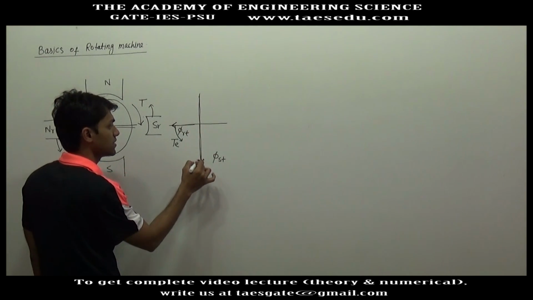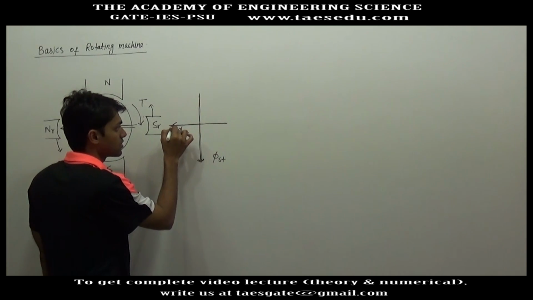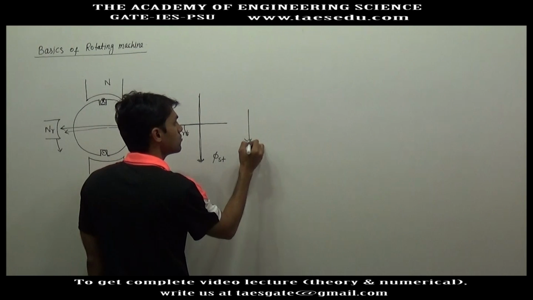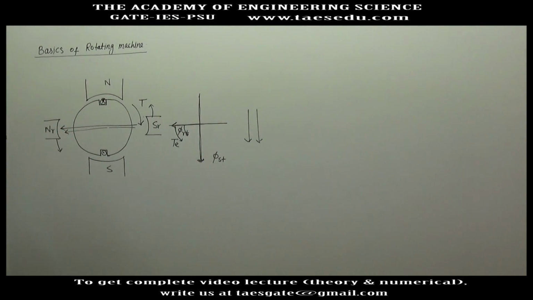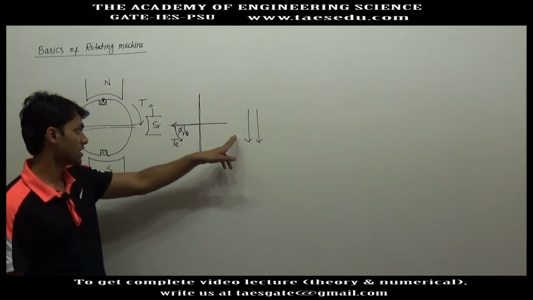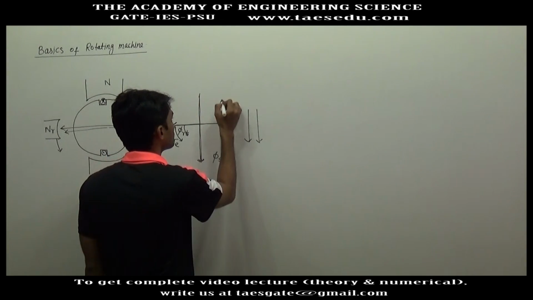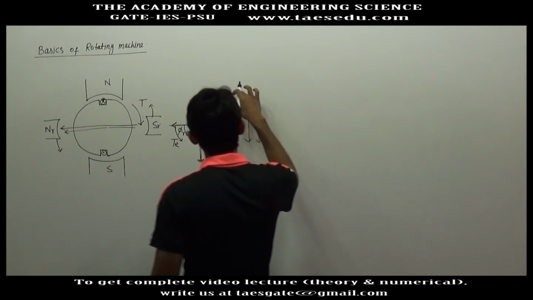Suppose this is a fixed field, then what is the direction of torque on this field? This is in the anti-clockwise direction. The two fields try to align themselves in the same direction. So if these two fields align, there will be no torque. Suppose there is no electrical torque.